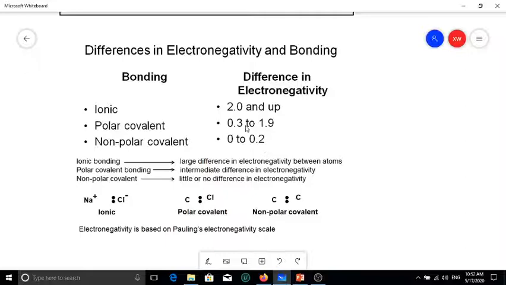So here, what we want to say is there are basically 3 types of chemical bonds: ionic bond, polar covalent, and non-polar covalent. The different types of compounds essentially are due to the difference in electronegativity when you have 2 elements. So for example, when one atom has a high electronegativity, that means it wants to get more electrons. And when an atom has a lower electronegativity, that means it's a very good electron donor.